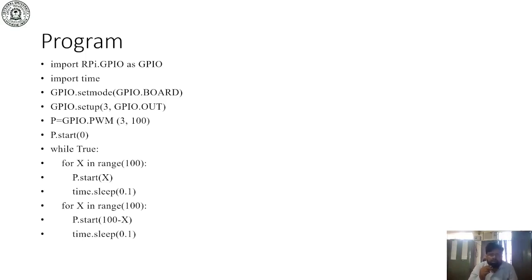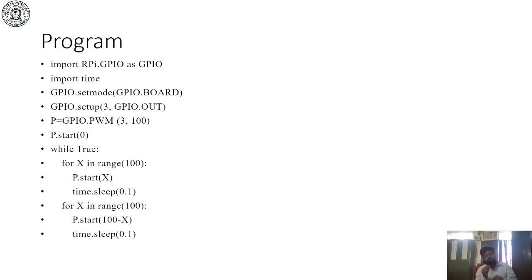For x in range(100): p.start(x), time.sleep(0.1). Here we are using the value of x from 0 to 100, and p.start(x) means the first value will be 1, it will increase by 1, the value of x will be 2, it will increase by 1, the value of x will be 3, and up to 100. It means the LED brightness increases from 0 to 100.